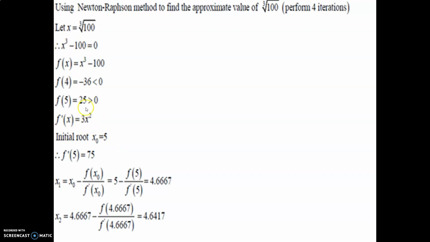The derivative of x^3 is 3x^2 and the derivative of 100 is 0, so f'(5) = 75. x1 = x0 - f(x0)/f'(x0) = 5 - f(5)/f'(5), solving and we derive 4.667. x2 = 4.667 - f(4.667)/f'(4.667) = 4.6417.